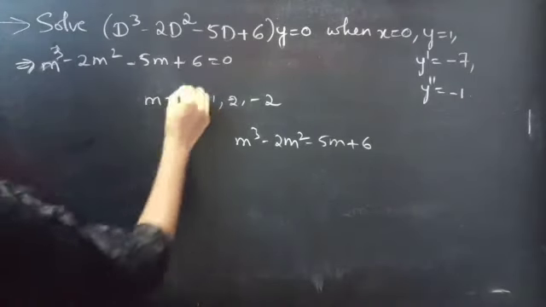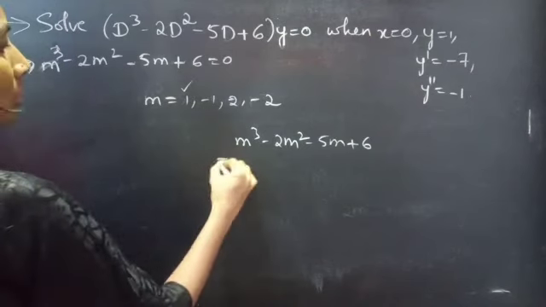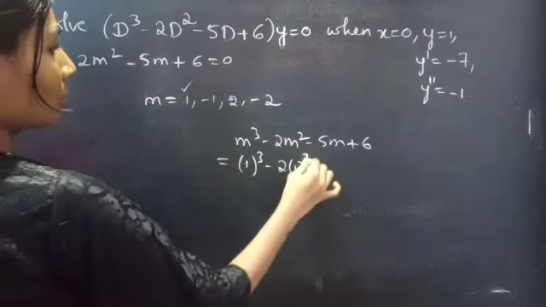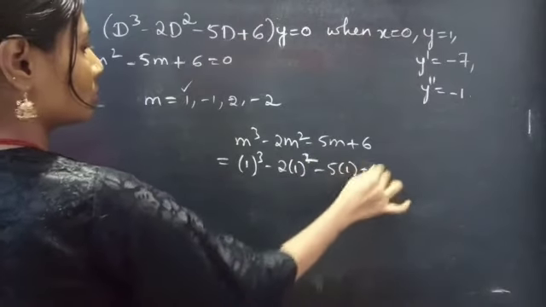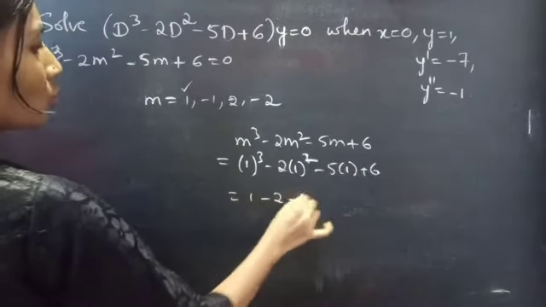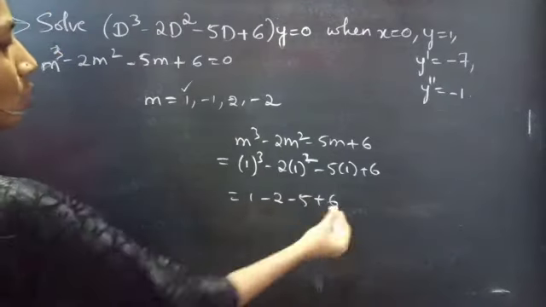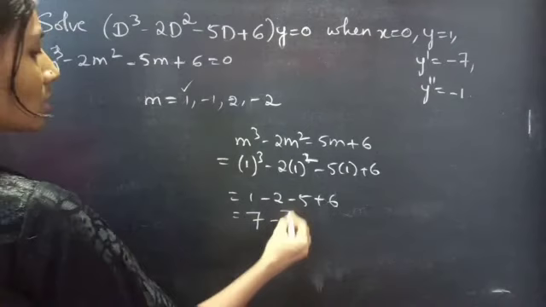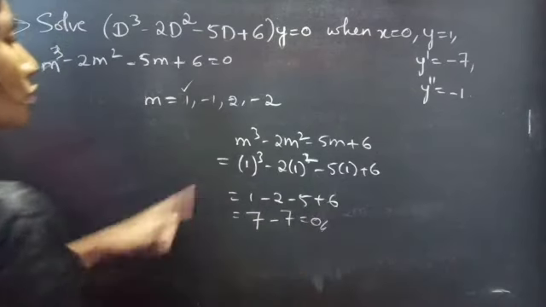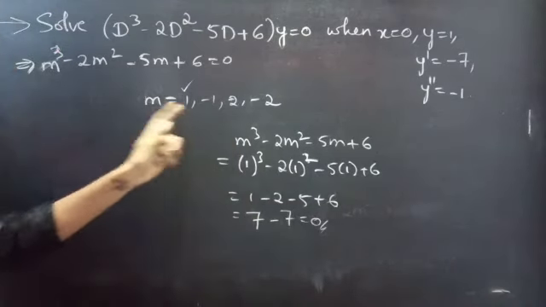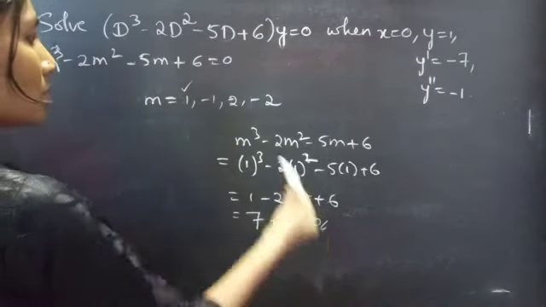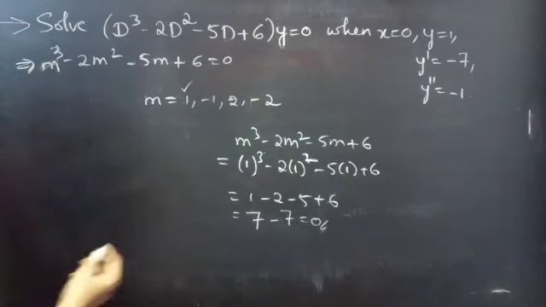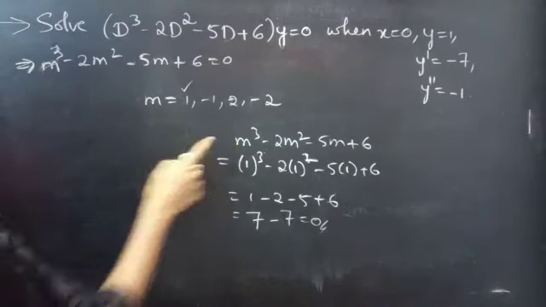Firstly, let's see for m equals 1. Simply substitute m equals 1, then you'll get 1 minus 2 minus 5 plus 6. 1 plus 6 equals 7. Minus 2 minus 5 is minus 7. 7 minus 7 is 0. So m equals 1 satisfies this polynomial, since the polynomial became 0 when m equals 1.